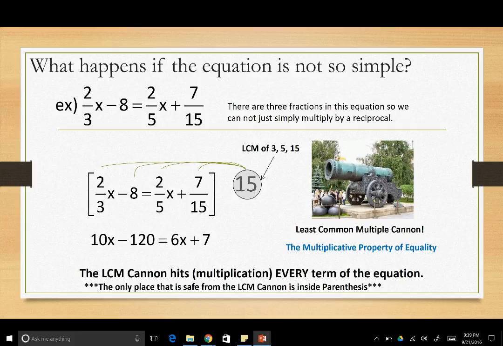So if I multiply even just one term on one side of an equation by a number, by 15, I've got to multiply everything in that equation by 15 so that the equation stays balanced. That's what our multiplicative property of equality says.